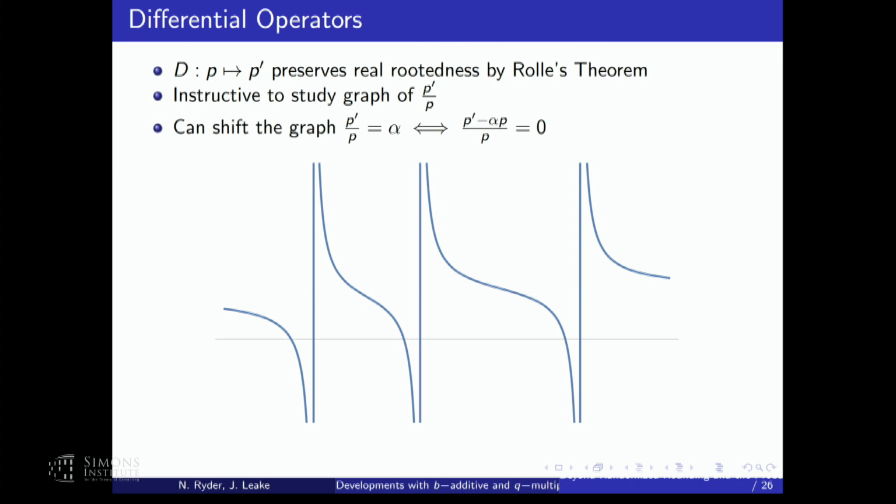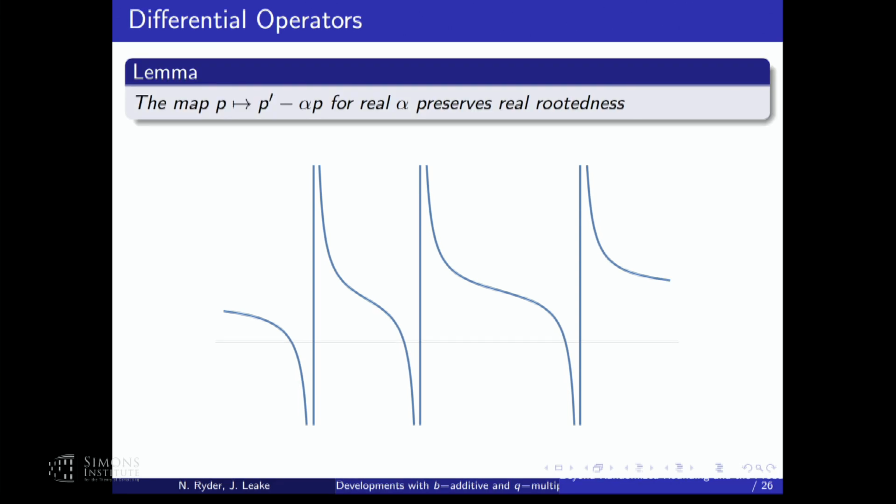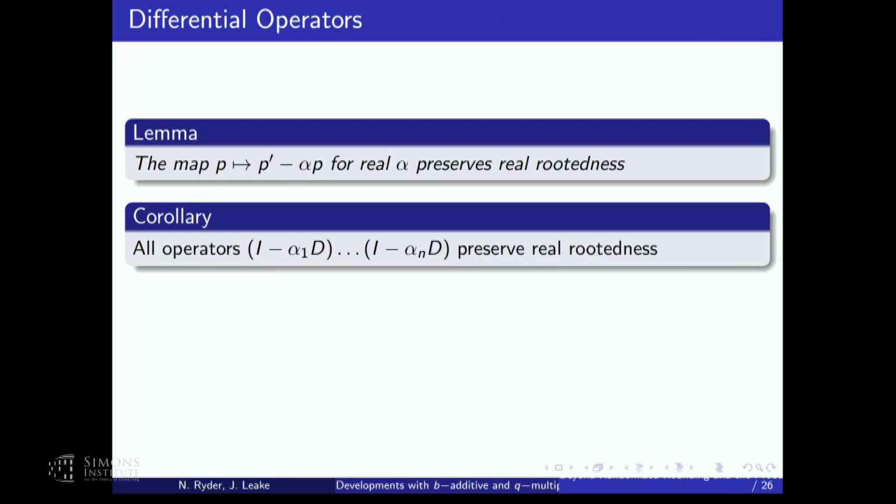If I move the x-axis, which corresponds to shifting this function up or down, then I will get exactly n real roots no matter which way I move it, which corresponds to the fact that p prime minus alpha p is real-rooted for any alpha. So we get this nice, very standard result. And we can compose these: if the operator D minus alpha_i id is real-rooted-preserving for any alpha_i, then if I compose these operators, I get real-rootedness.